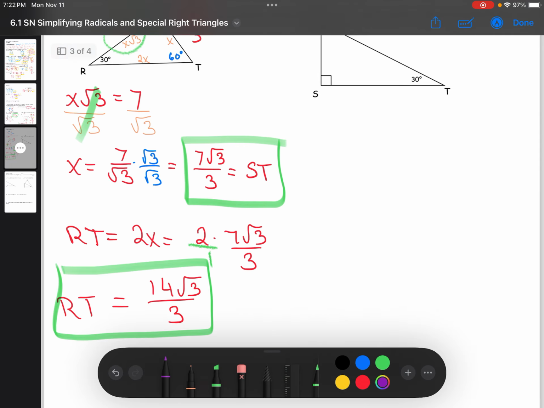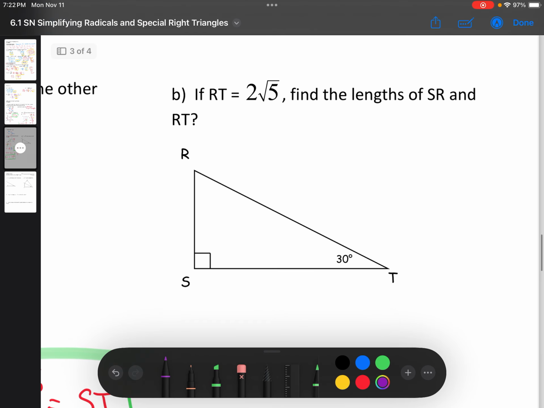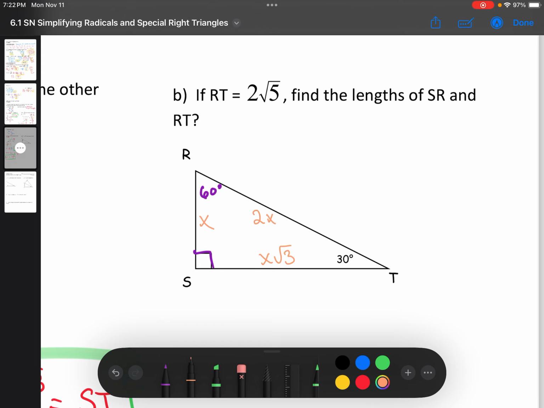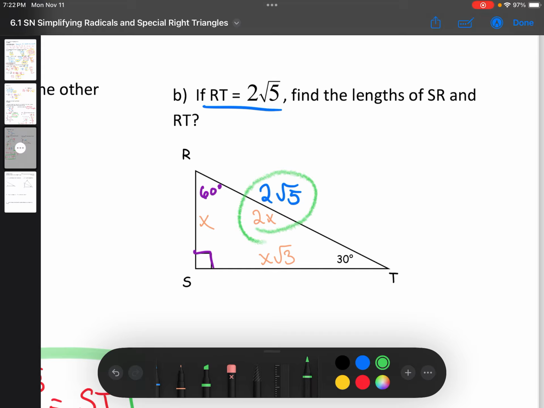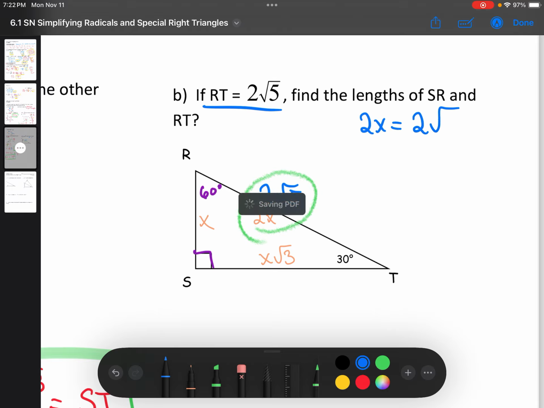And looking at that next example, again, we have a right triangle. One angle is 30. The other acute angle would be 60. We can label this as a 30, 60, 90 right triangle. Across from the 30-degree angle is X. Across from the 60-degree angle is X root 3. Across from the 90-degree angle is 2X. We're given that RT is 2 root 5. So we have the equation set up. 2X is 2 root 5.